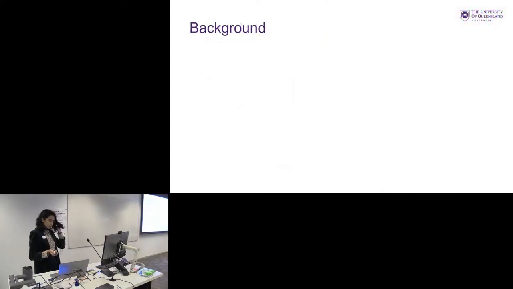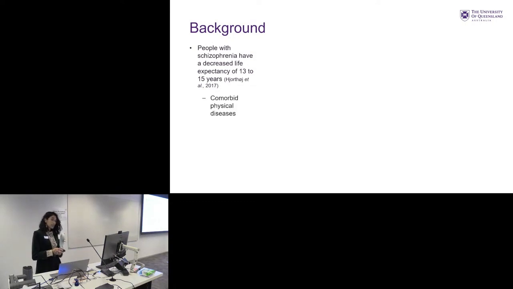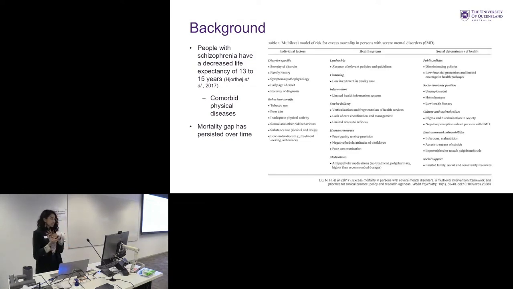So to start off, just with a brief bit of background, it's well established that people with schizophrenia die significantly earlier than the general population, and most of these deaths are due to potentially preventable physical diseases. And we've known about this mortality gap for decades, and it has not improved over time. And we have a general understanding of why it exists. There are numerous factors involved.